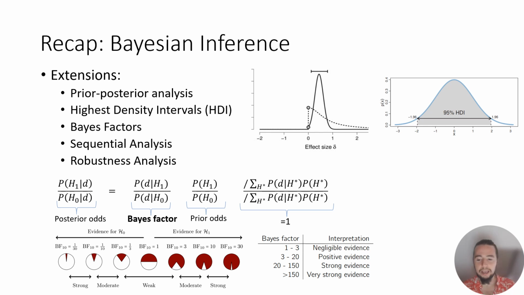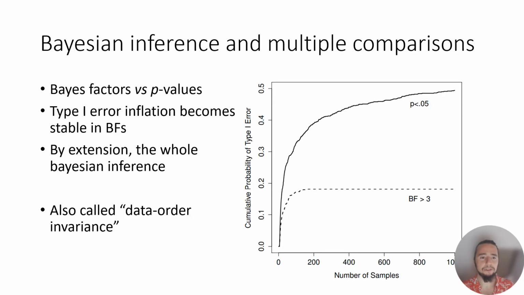So now we will dive into sequential analysis and robustness analysis with a really cool concept called the Bayesian update. There's a property in Bayesian inference that is really cool: it is robust to multiple comparisons. As you can see here, the type 1 error gets inflated in p-values as you get more samples. However, type 1 error inflation becomes very stable with Bayes factors. In other parts of Bayesian inference, there is basically no inflation at all.